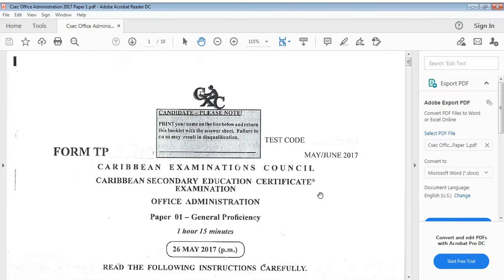Today we'll be doing the CSEC Office Administration May-June 2017 paper 1. So let us get right into it.